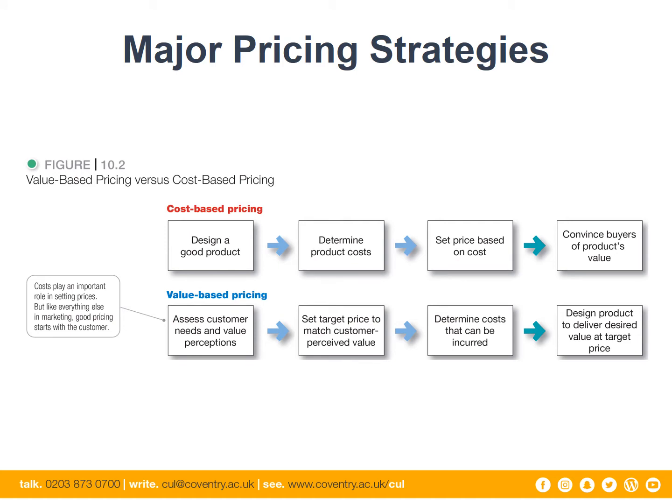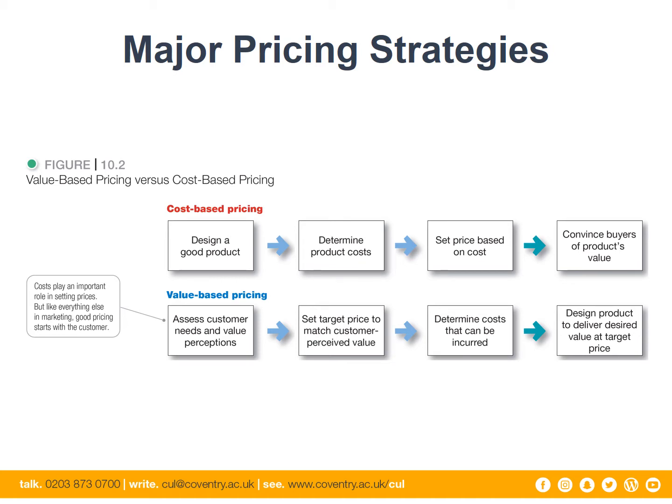So here we can see the two major pricing strategies, cost-based versus value-based pricing. In terms of cost-based pricing, the main focus here is on the product, the design of the product. And here we're looking at determining the product costs. When we talk about the product costs, we're talking about the total fixed costs and the variable costs related to that product item. And then based on that, we set the price in terms of determining how much margin the company wants to make for a set of products. And then you have to convince the buyers of the product values.